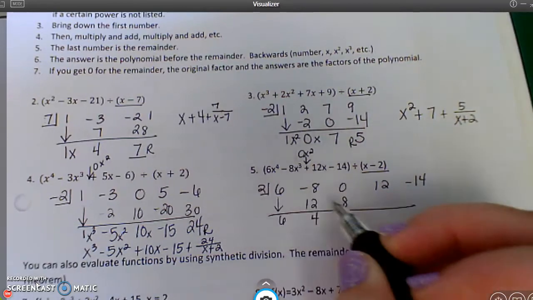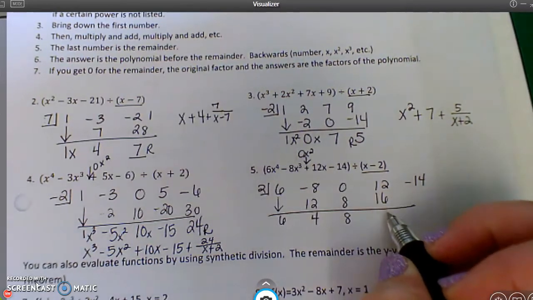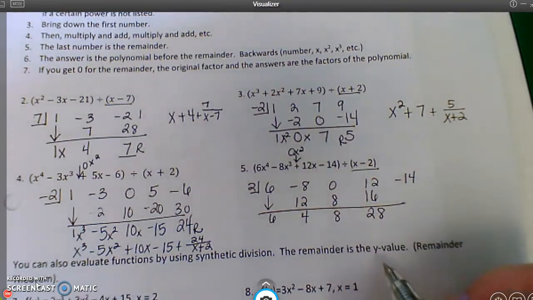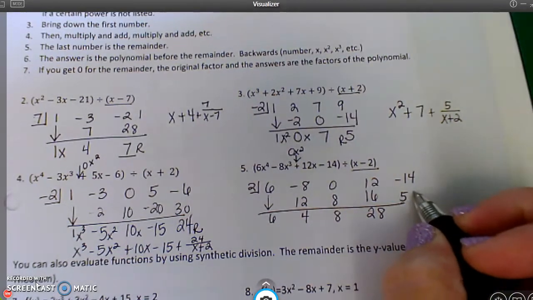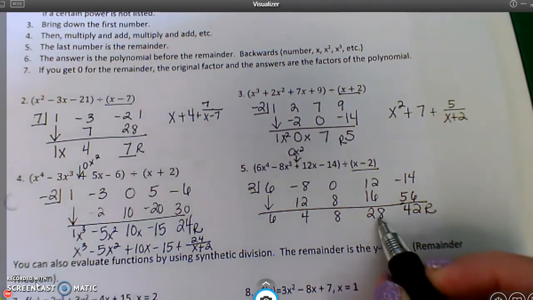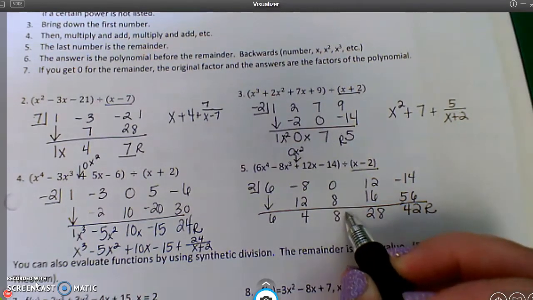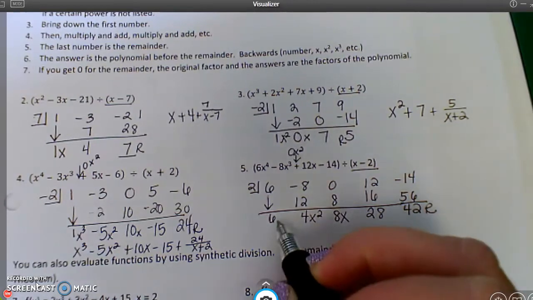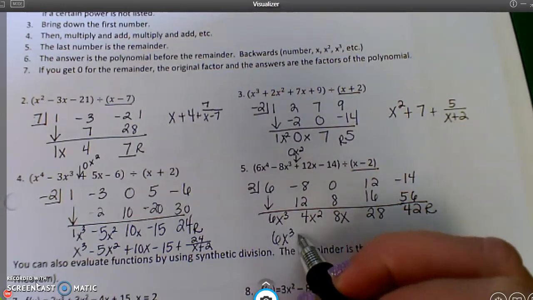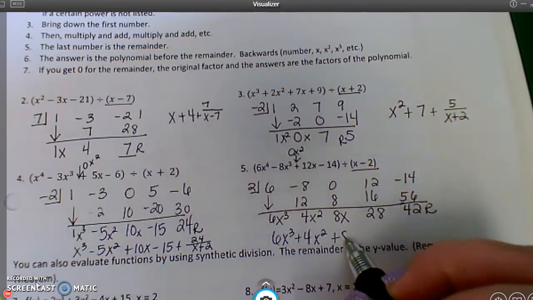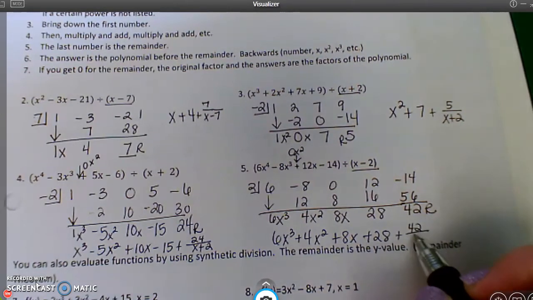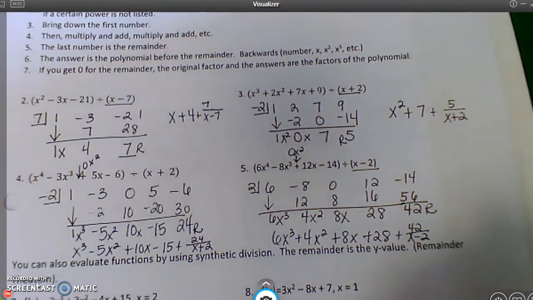Add and get 8. 2 times 8 is 16. And you get 28. Multiply here, you get 56. So 42 is the remainder. You have 28. That's an x squared, and x to the third. So our answer is 6x to the third plus 4x squared plus 8x plus 28 with a remainder of 42, or 42 over x minus 2.